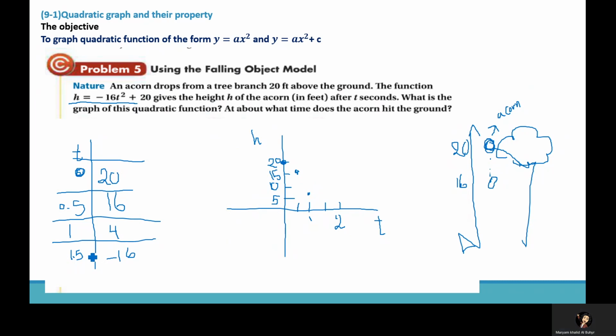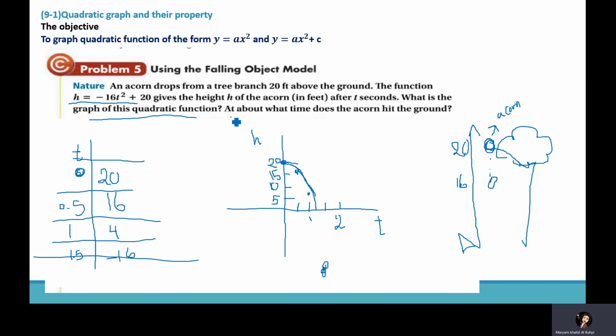Finally, at 1.5 it will be minus 6, which means underground. So we can cancel this one, because it is impossible. Before 1.5, it will be here. We have to stop, because logically we cannot have the corn under the ground. So I will stop here. Then this is the graph.